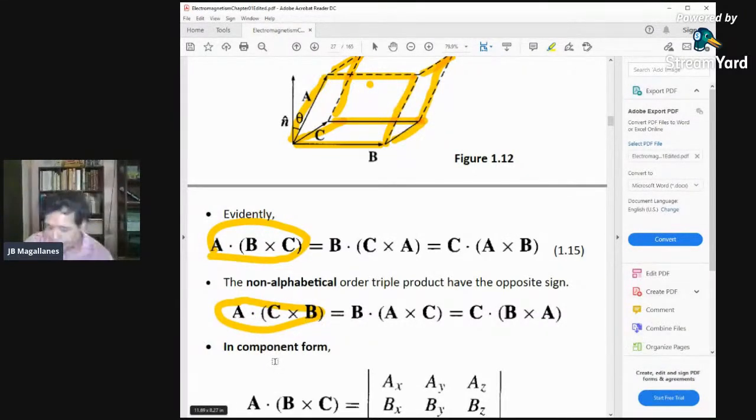I'm sorry, there's no direction here. This one is the negative of the other. This one is the negative of this one, or this one is the negative of that one. But sorry, there's no direction here. This is purely a scalar, no direction for this triple product. But this vector here, that's why it becomes negative, because it's reversed here. This one is also equal to this. So this is what you call the alphabetical order, and this one is the non-alphabetical order.